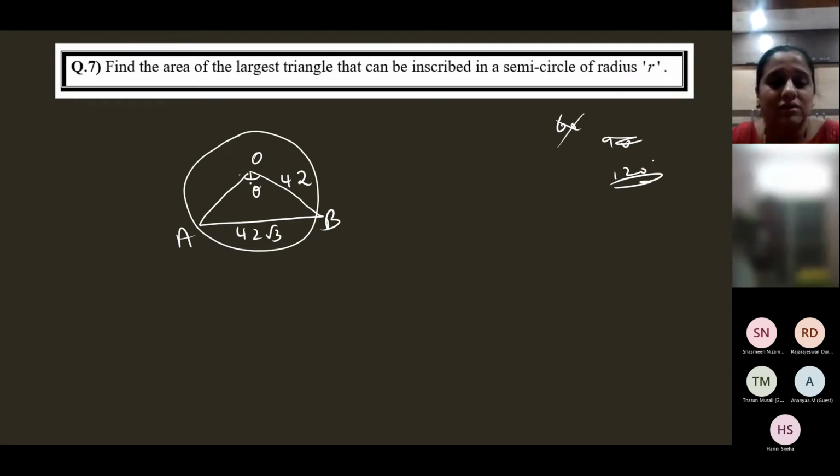So children, construction, 90 degrees. So how much is this one? How much is MB?